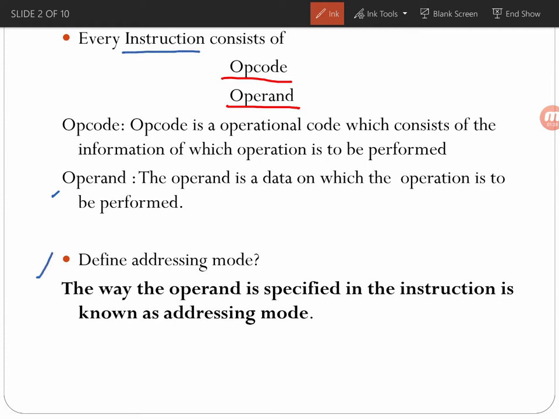And then addressing mode. The way the operand is specified in the instruction is known as addressing mode. It means how the operand is given in the instruction. Either it is immediately available in the instruction, or it is placed in a register and the name of the register is part of the instruction, or it is placed in a memory location and the memory location address is part of the instruction, or usually a register is taken to point to the data. So, how the operand is given in the instruction specifies the addressing mode.